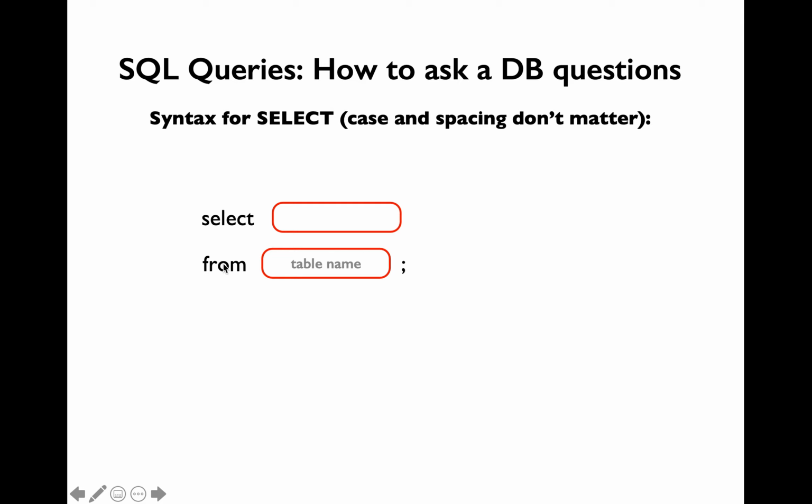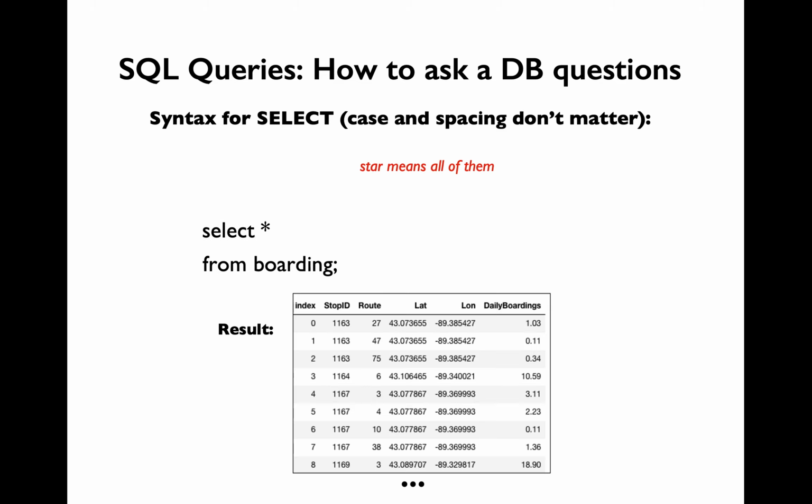Let's talk about what we have to specify along with the from clause. That's going to be the name of the table. An example would be the boarding table. As part of the select clause, we are going to specify the columns of interest. We could specify star, which indicates that we want all of the columns. The query select star from boarding indicates that we want all the columns from the boarding table.